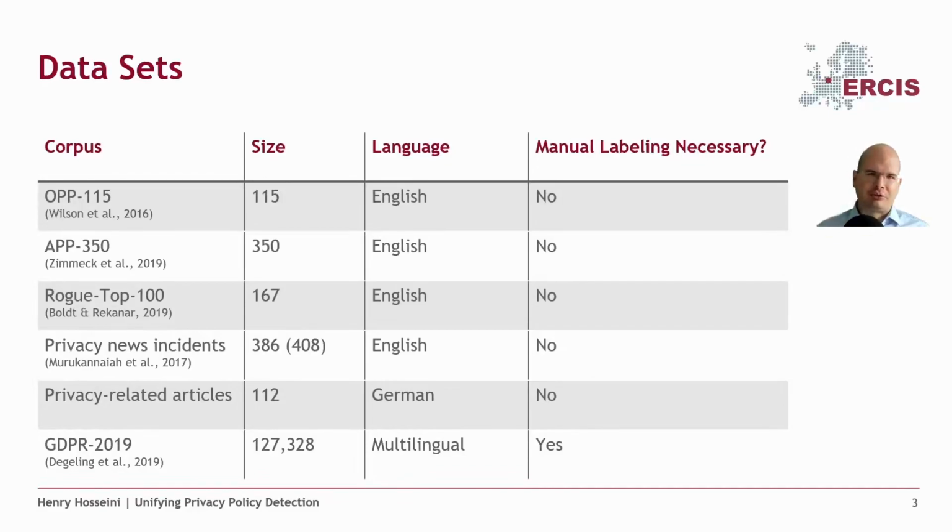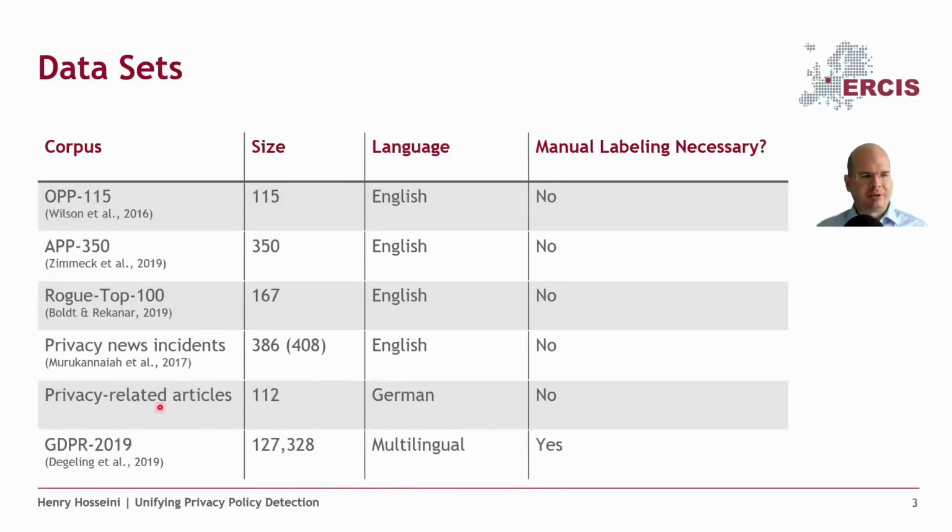So in order to build this toolchain, we naturally need data. And luckily, for the English language, there exist already several corpora of privacy policies, as well as a corpus which consists of privacy news incidents. Unfortunately, this is not the case for the German language. Therefore, we created a privacy-related news articles corpus consisting of 112 privacy-related news articles.